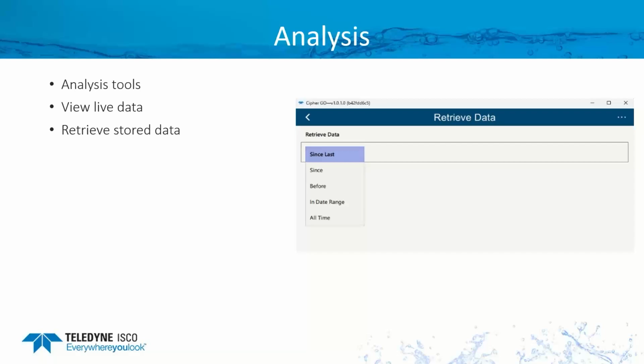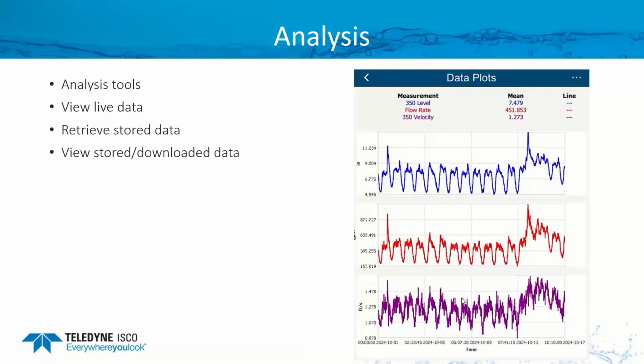I can choose since, which will give me a date range, or before, which will stop on the date I pick. And then I can just choose a date range specifically from this time to this time, or I can pick everything that's in the meter. So lots of choices on how to get it down.